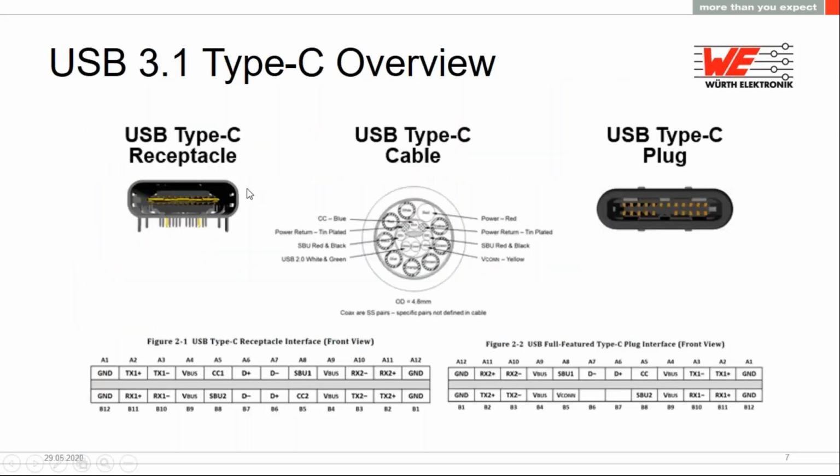Now in product overview, we can see the Type-C receptacle on the left and Type-C plug on the right here, which can be connected using a USB Type-C cable. Now in this cable, the center part is all connected with data line, whereas the edges of the cable all represent the power line.